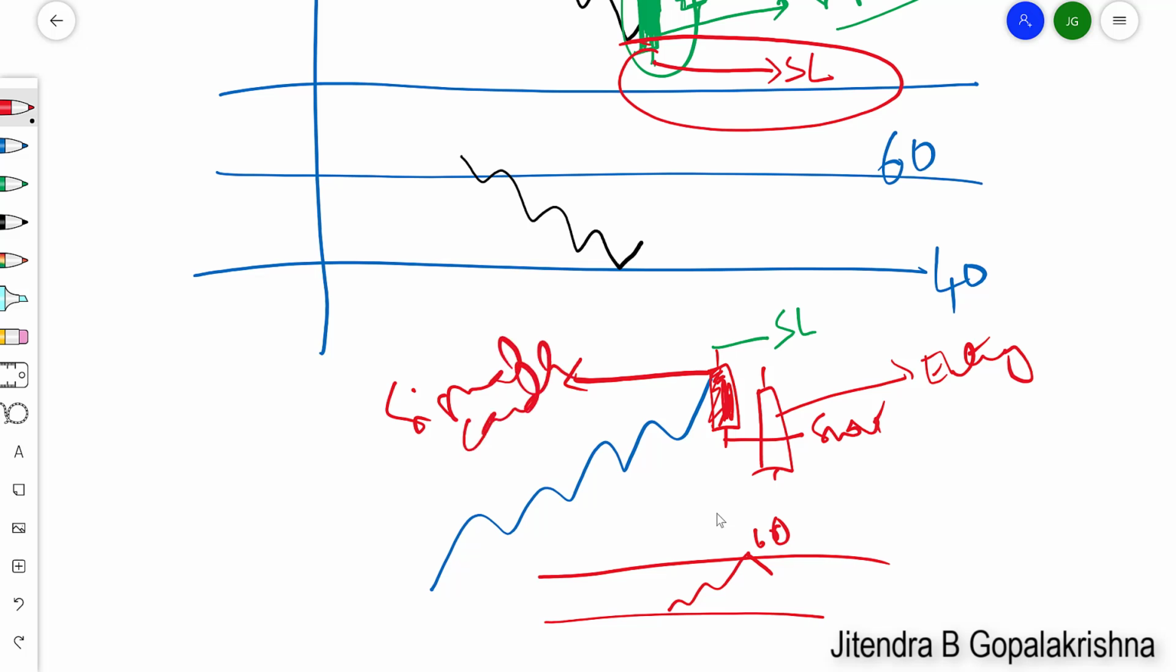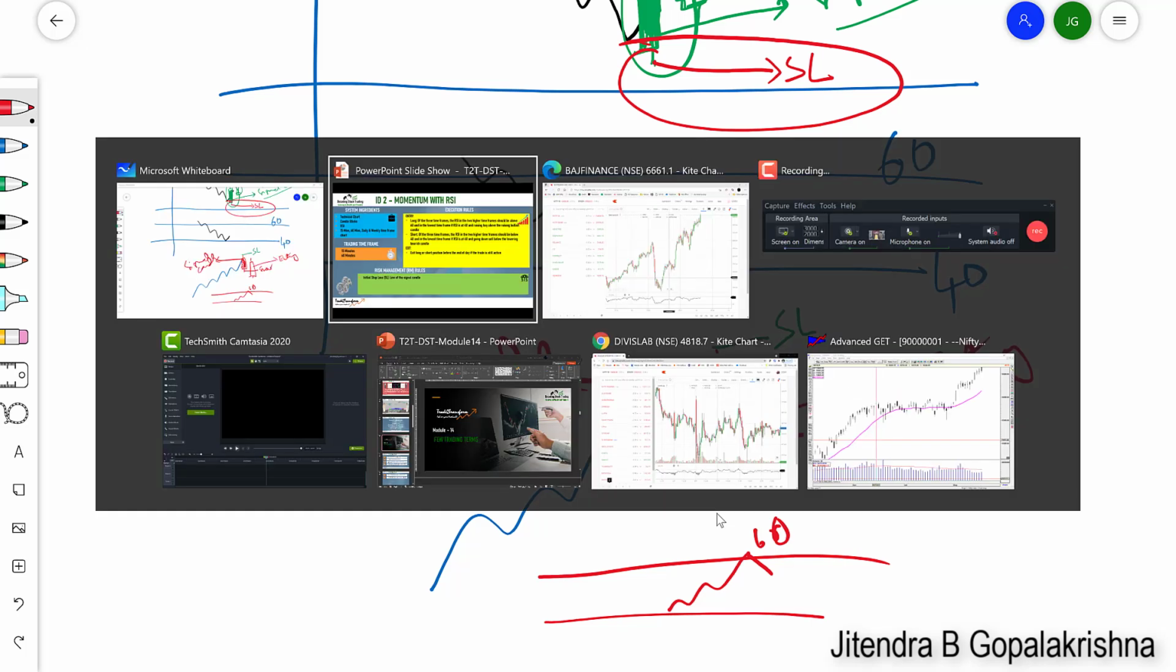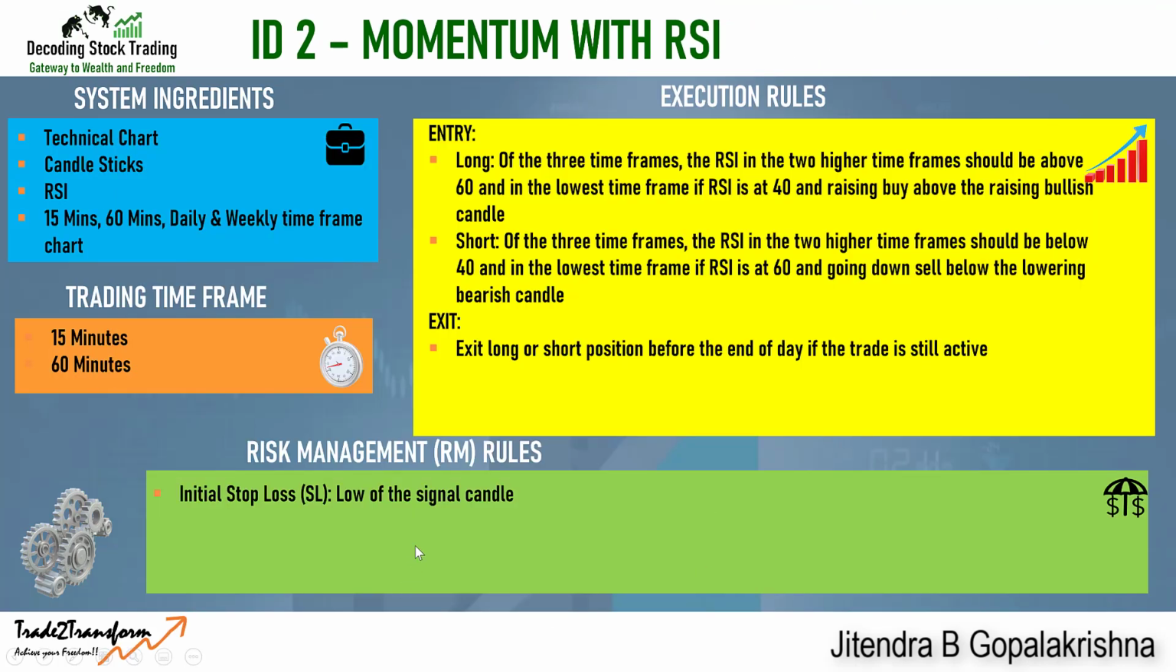So the signal candle low is your stop loss for a long trade. The signal candle high is the stop loss for your short trade. I just mentioned low for the long trade; for the short trade, it is the high of the signal candle. Low of the signal candle for a long trade and high of the signal candle for a short trade, as the case may be. Very, very simple.